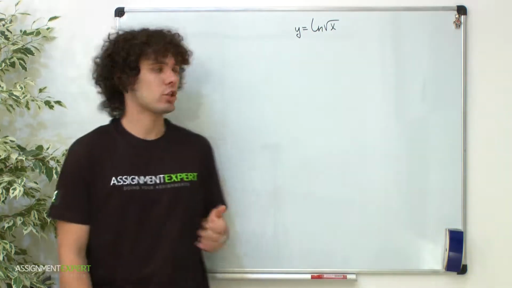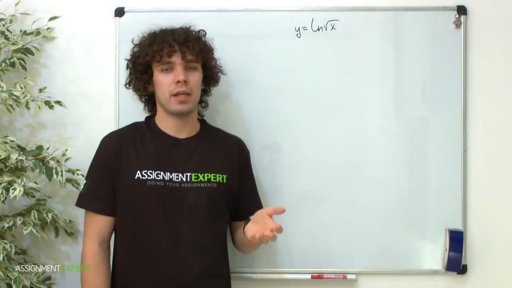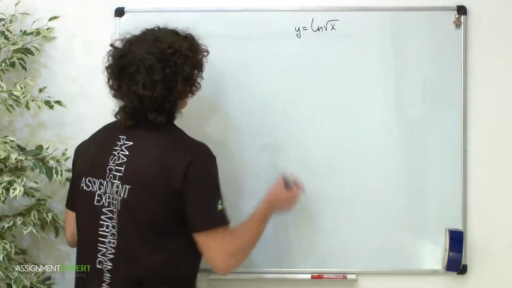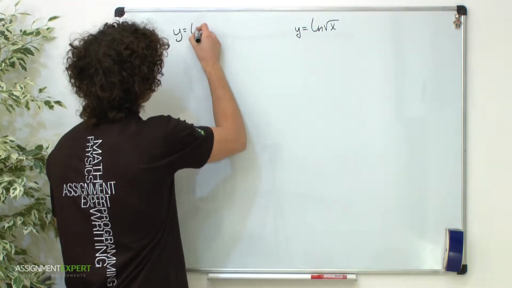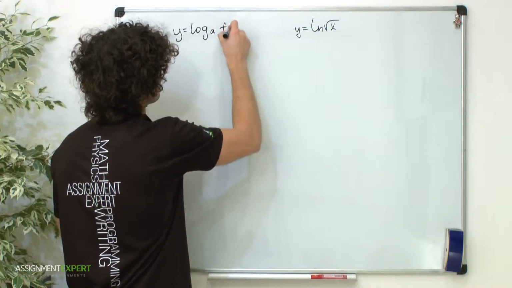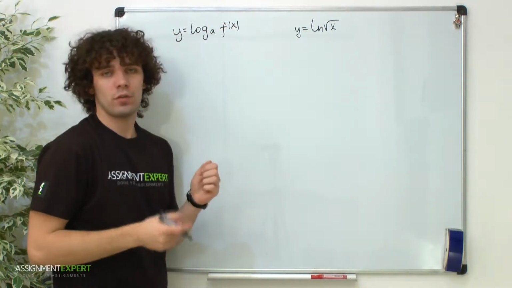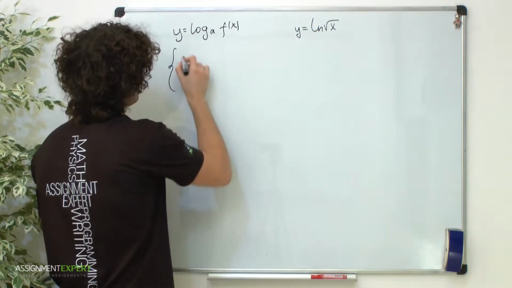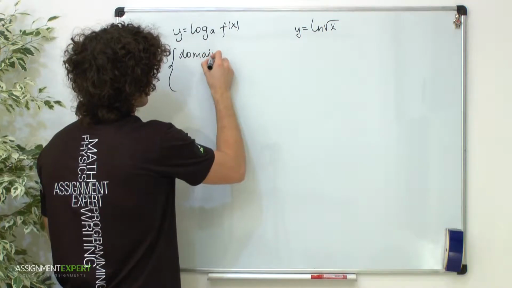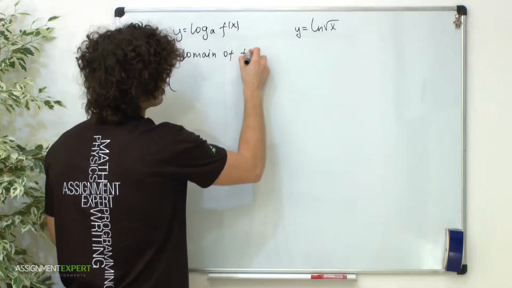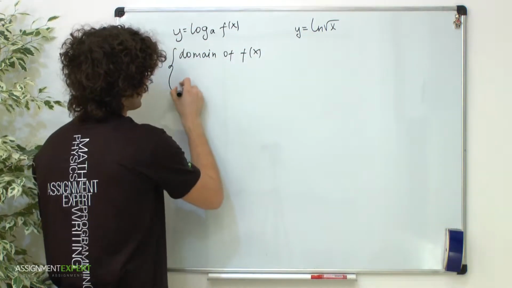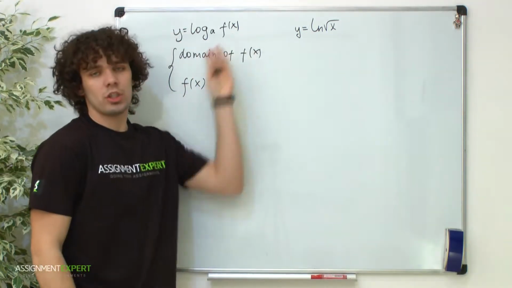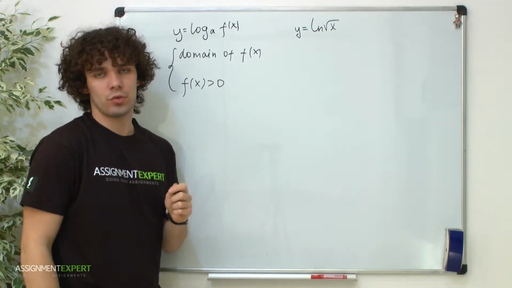Today let's consider a function with logarithms. Let's find domain and range of this function. As we can see, our function is of the kind y equals log base a of f of x. To find domain of such a function, we need to consider a system with two conditions. The first condition is domain of the inside function f of x, and the second condition is f of x is greater than 0, because as we know the expression under the log sign must be greater than 0.